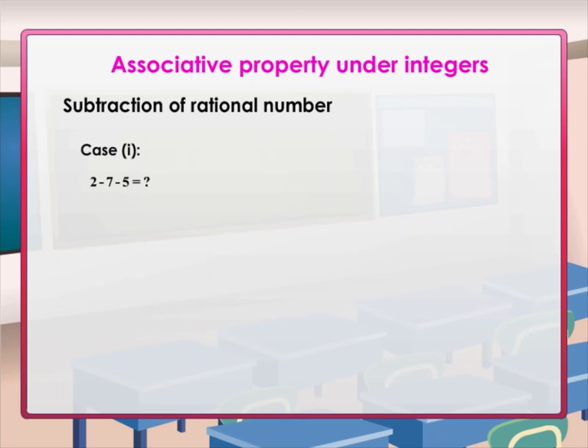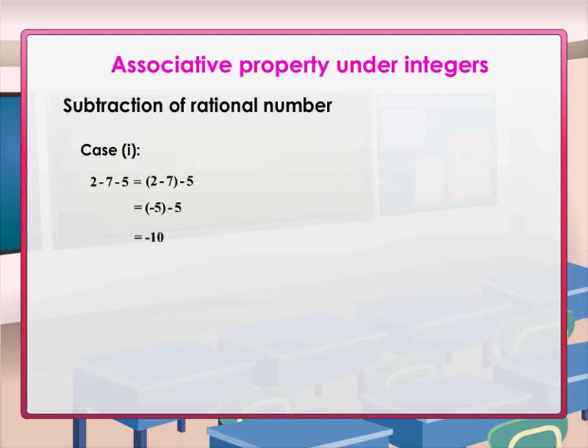What is 2 minus 7 minus 5 equal to? So first we will subtract the group 2 and 7. What is 2 minus 7 equal to? As we know, we will subtract just the absolute values, 7 minus 2, and put the sign of the higher absolute value number, which is 7 here. So the answer would be -5. And this problem gets reduced to -5 minus 5.